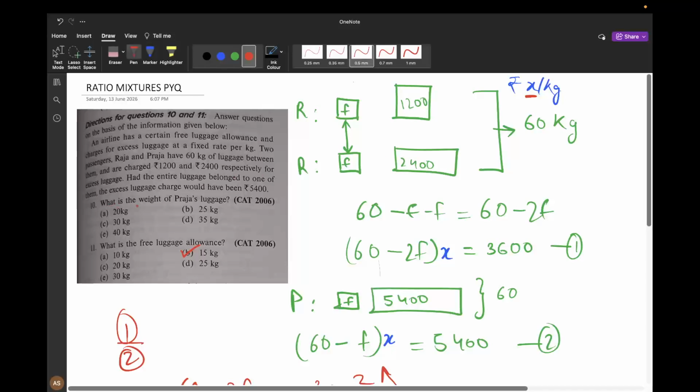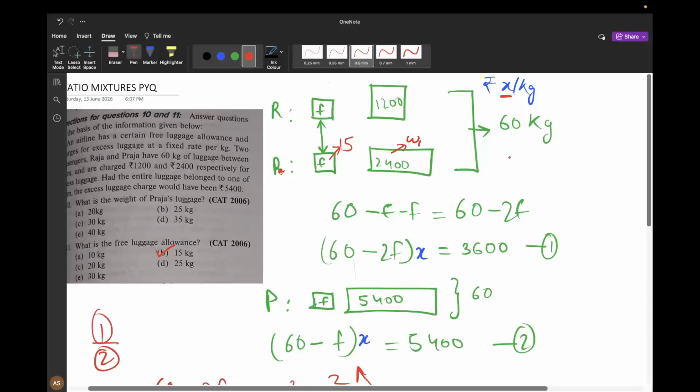Now what is being asked? What is the weight of Praja's luggage? This was Praja, right? Second one, Raja and Praja. So Praja has free weight that is 15 kg and some amount of, let's suppose, W1 weight. This is the additional luggage. It has been charged 2400. So W1 into x gives us 2400. What is x here? We know that it is 120. So 120 W1 equals 2400. Cut, and W1 equals 20.